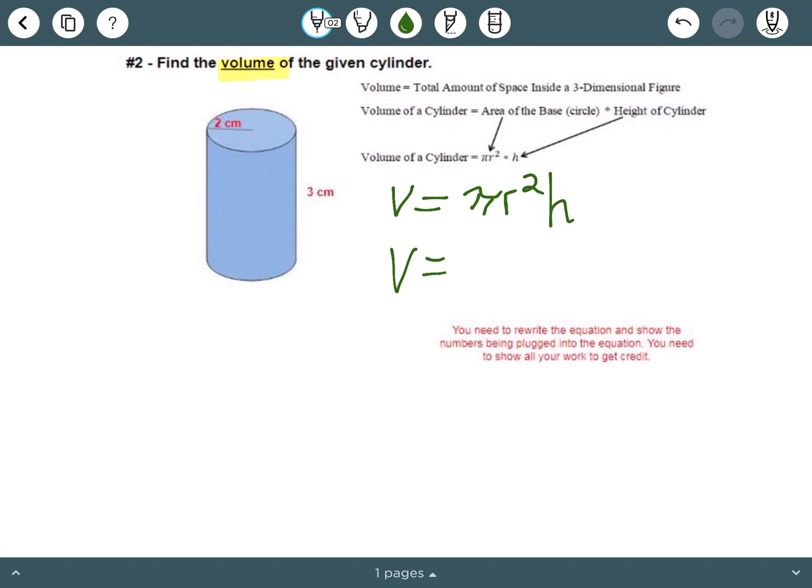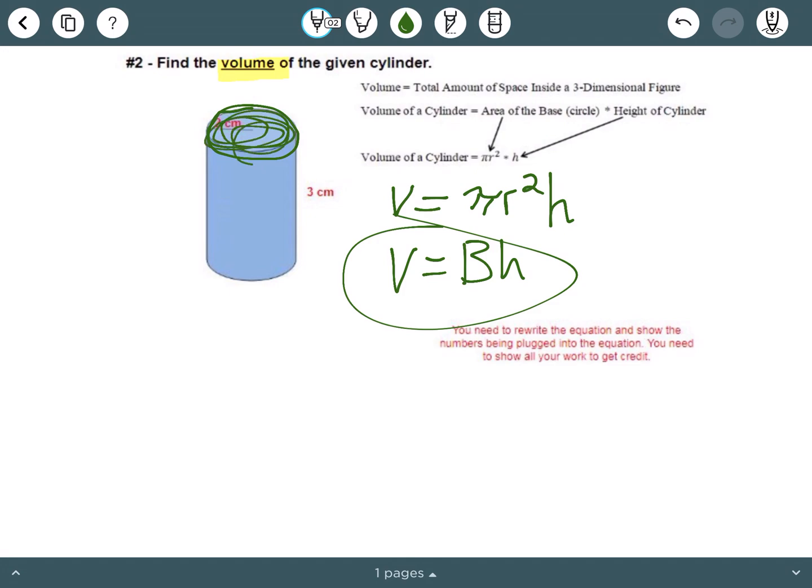So you might see V equals big B little h, and that big B represents the area of the base. So you want to be careful if you see it written like this because it's not volume equals base times the height. It is volume equals area of the base times the height. So that's that capital B. That means area of the base. And area of the base, we have two circles. So when we're talking area of the base, it means it's covering that whole area.